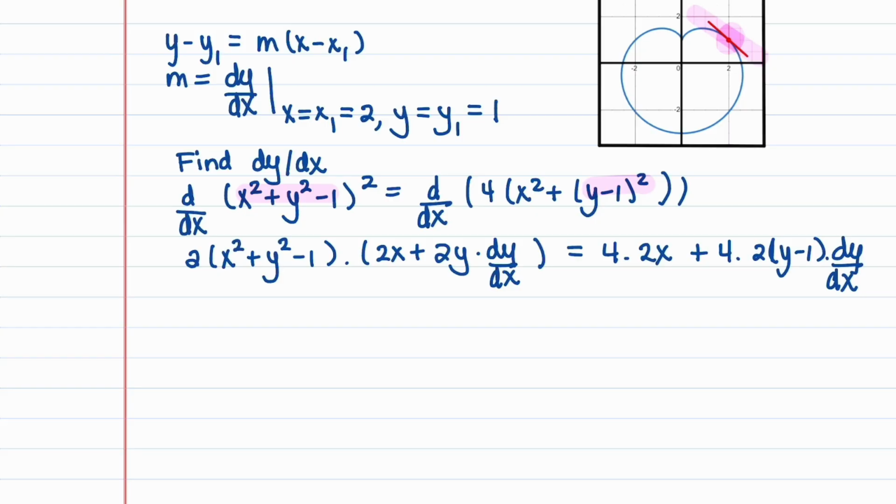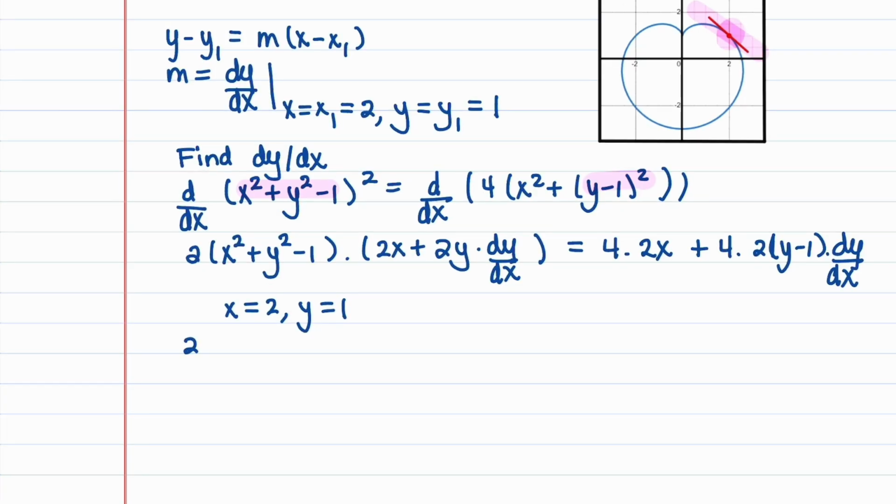Now, I'm going to show you something here that makes things a lot easier. We could go through all the algebra and solve for dy dx, but we don't need to because we are going to be plugging in that x is equal to 2 and y is equal to 1. So let's go ahead and do that now. We are going to plug in x is 2 and y is 1, and that is just going to make things so much easier.